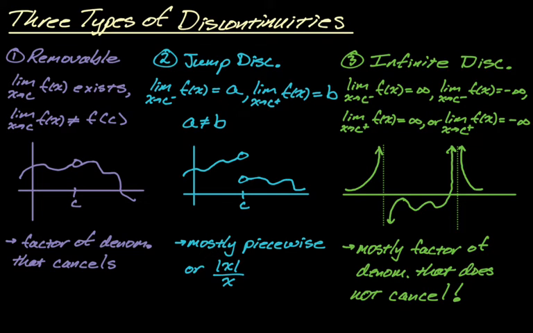Now, where do these mostly come from? They mostly come from a factor of the denominator that does not cancel. So removable is a factor of the denominator that cancels overwhelmingly. I mean, it could be a piecewise function that's stitched together funny. But generally, removable, factor of the denominator that cancels, and then infinite will be a factor of the denominator that does not cancel. That's it. Those are the things I think you need to know.